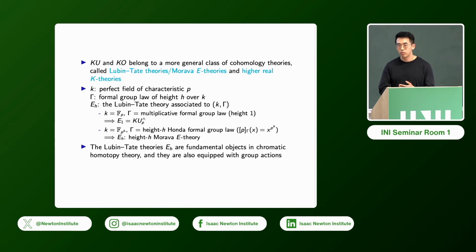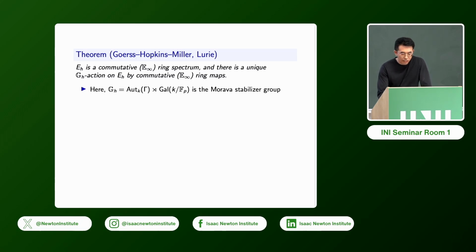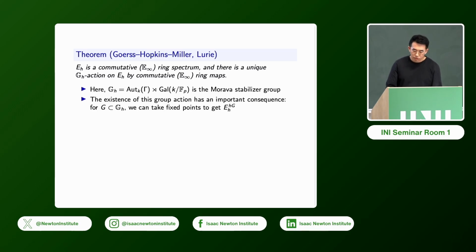The good thing about them is that they are also equipped with group actions. Here's a very nice theorem. Goerss, Hopkins, and Miller proved that E_h is a commutative ring spectrum. It's E-infinity, and there's a unique G_h action on E_h by E-infinity ring maps. Here G_h is the Morava stabilizer group. The existence of this group action has a very important consequence.